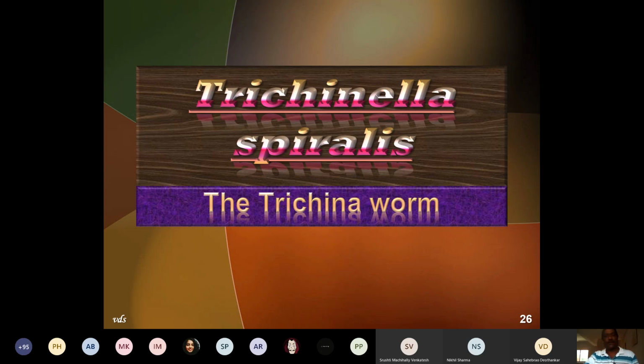And lastly, Trichinella spiralis. Trichuris trichura is called as whipworm. Trichinella spiralis is called as trichina worm. Now remember, this worm is a bridge between intestinal nematode and tissue nematode. Why? Because this has an intestinal phase where the adult worms are seen, and a tissue phase where the larval worms are seen. The trichina worm.